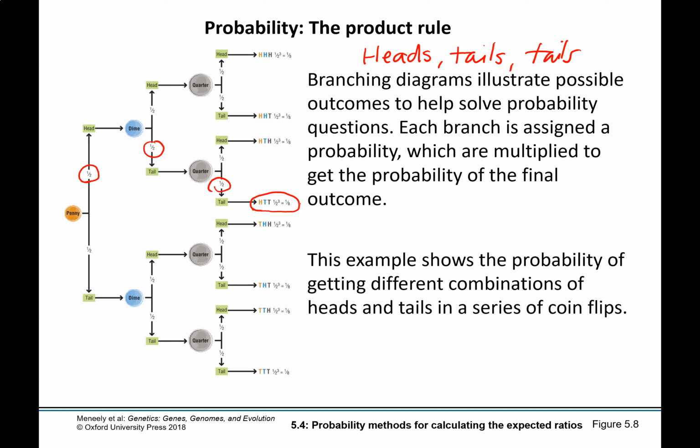So when you set up your branch diagram, you're basically going to assign each branch a probability. Now, if you look, if you were to add all of these possible combinations up, you'll get a total of 1. Remember that all of our probabilities have to equal 1.